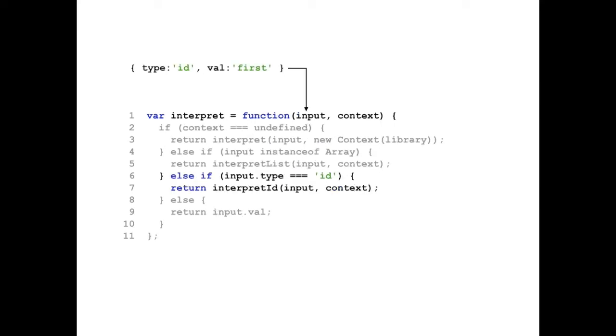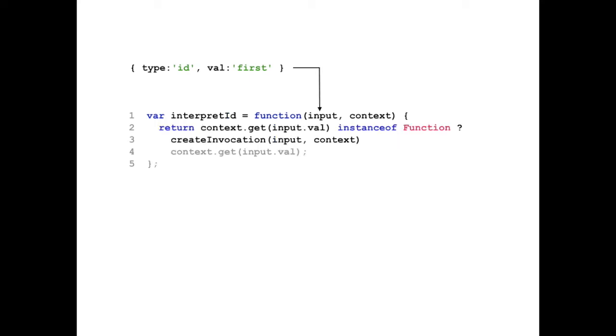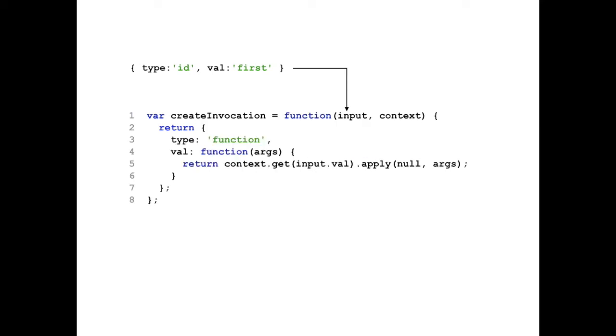We discover on line 6 that it's an identifier, so we call interpret ID on it. And interpret ID looks up first in the context, discovers a for-real JavaScript function, and now needs to create a new invocation node to swap in for the old identifier node. So that identifier node in the very top left there is going to get swapped out, and we're going to create a new node here. So this new node is just an object again, but this time type function, and its value is a function that will run the first function on whatever args are passed in on line 4. Now we don't have those args yet, but we will do when we try and run that function.